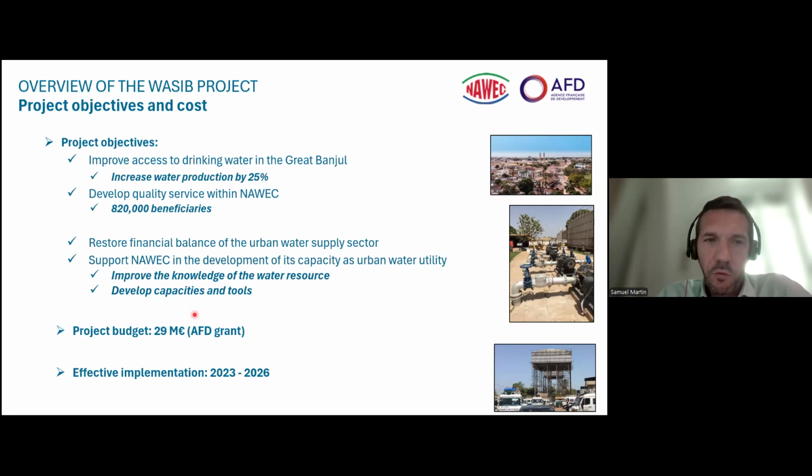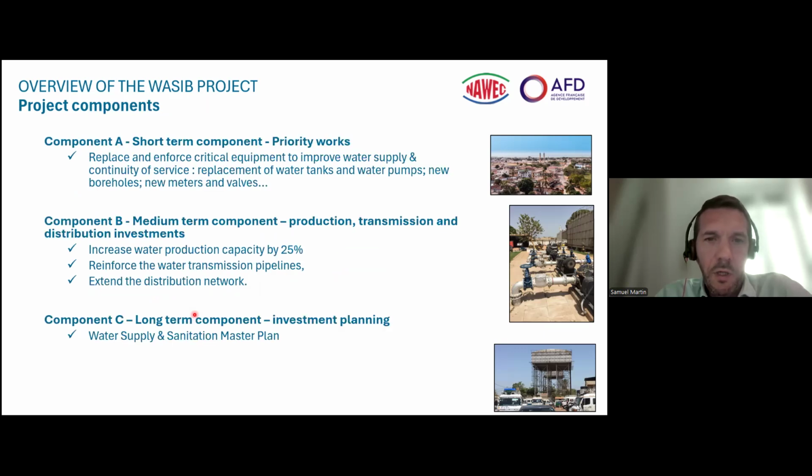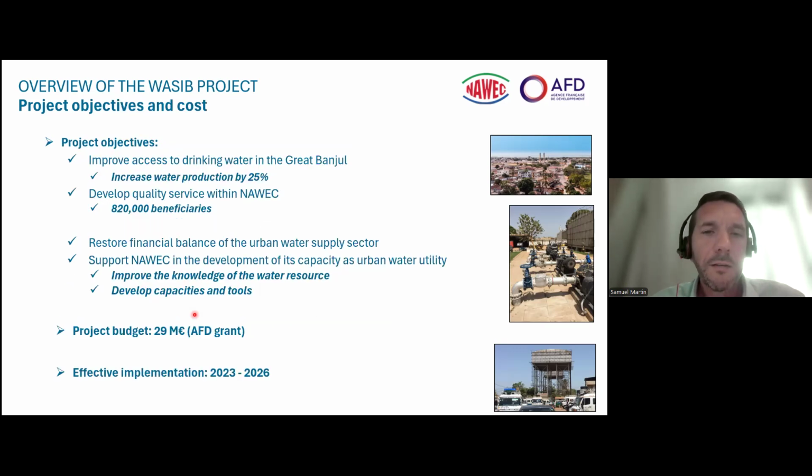The objective is also to develop the quality of the service within NAWEC and drinking water service for the population. You will see in different components of the project, there are different actions, either to increase the quality of the service, but also increase the production. So both will help to provide a quality service for more than 800,000 beneficiaries of the city.